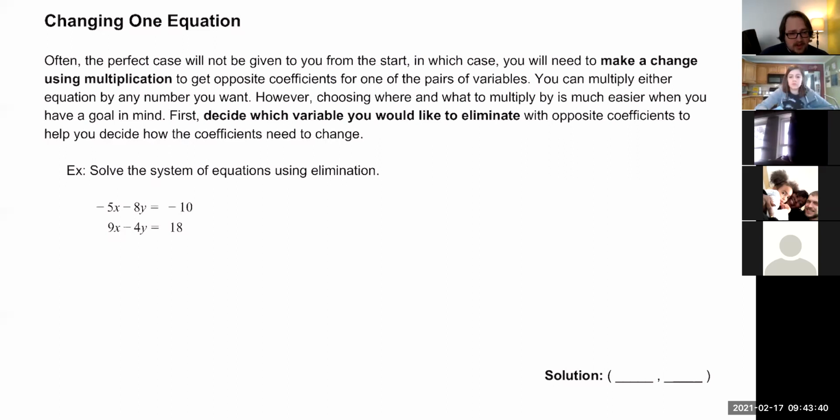So what it then goes on to say there in the prompt is that choosing where and what to multiply by is much easier when you have a goal in mind. So it is highly recommended, before we try to figure out which equation we're changing and how we're going to change it, that we decide which variable we'd like to eliminate through the use of opposite coefficients. And that's going to help us change maybe one of them, or later both of them, to reach the goal we're seeking.